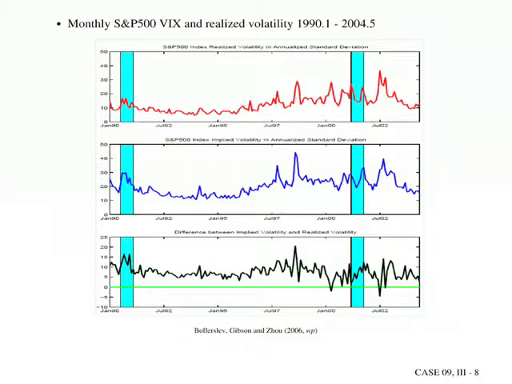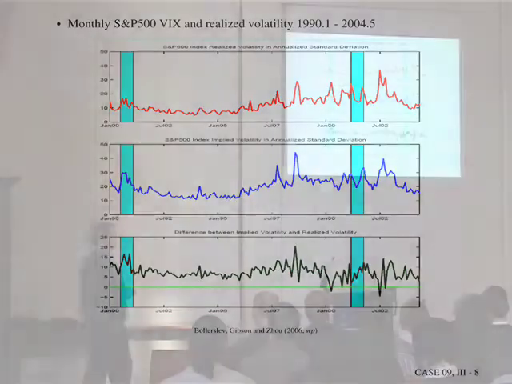I defined it in this way to be positive. People oftentimes define it the other way. I've defined it here as being the VIX minus the realized volatility. Some people define it the other way. I can debate whether one way is better than the other. I think there are reasons to defend both. But this is just illustrating that the blue line minus the red line is on average positive.